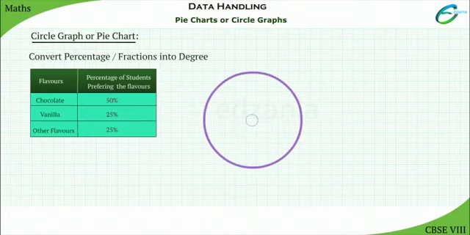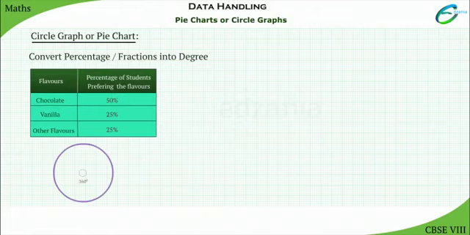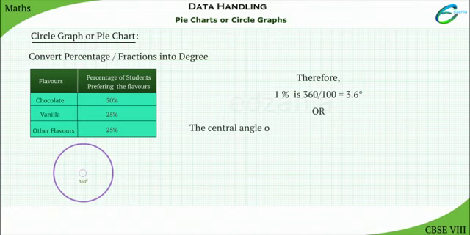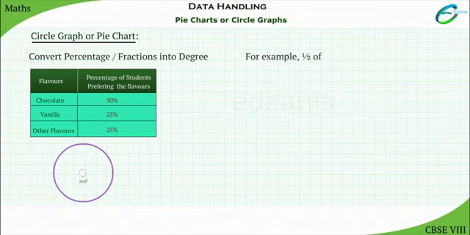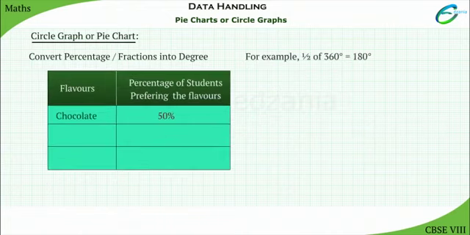The total angle at the center of a circle is 360 degrees. Therefore, 100% of the data values is represented by the 360-degree angle, or 1% is calculated as 360 degrees divided by 100, which equals 3.6 degrees. The central angle of the sector is a fraction of 360 degrees, which we need to find out. We make a table to find the central angle.